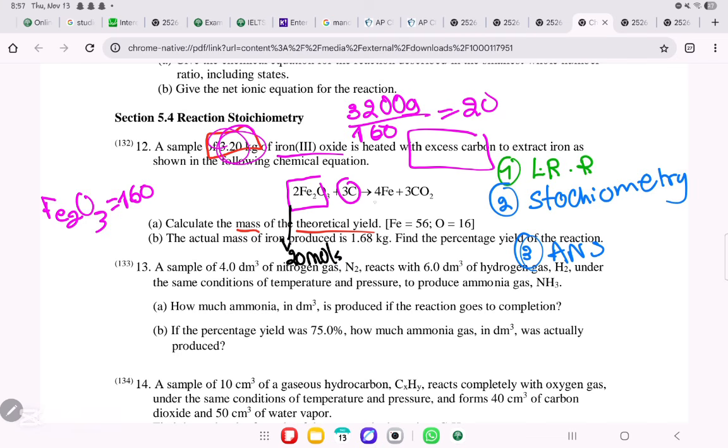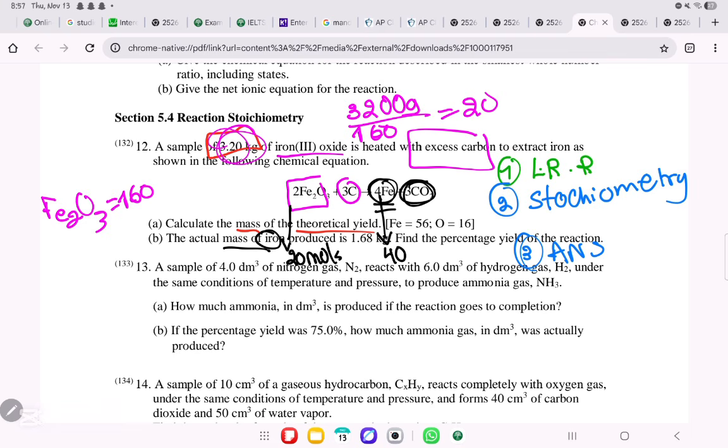Why did I choose Fe? Because I know CO2 is definitely a gas and it's not what we're looking for. If you continue reading, they'll tell you it's iron that's produced, so they're dealing with iron, okay? So if 2 becomes 20, then 4 will become 40. So how much will be the theoretical mass of iron?